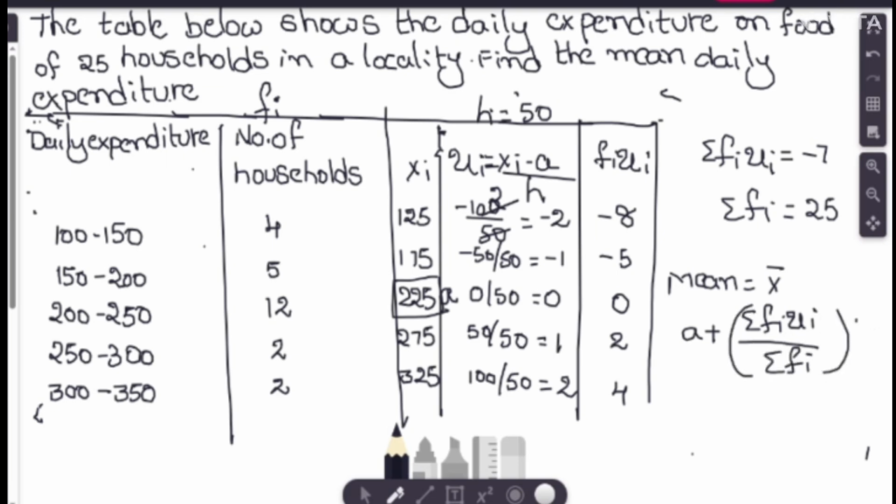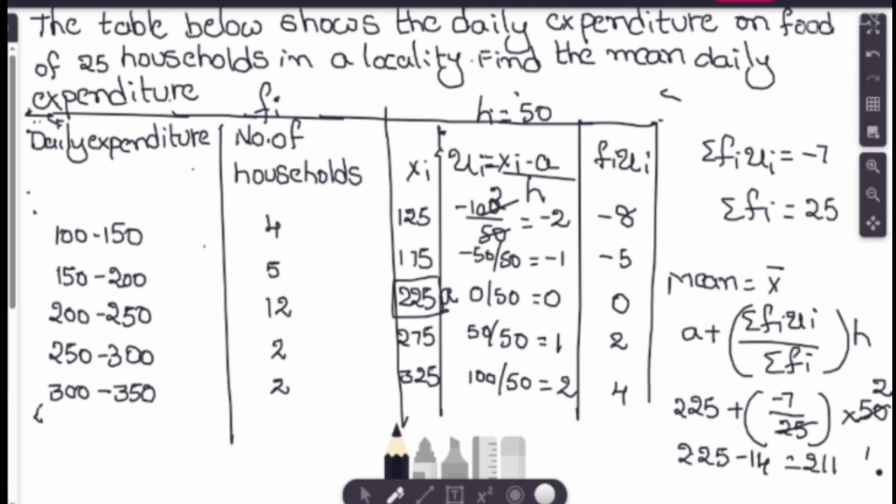We know the class size. Here A value is 225 plus sigma Fi Ui. How much is sigma Fi Ui? Minus 7. Sigma Fi how much? 25. We know the class size. What is the class size? 50. 25 divides 50 two times. Plus into minus, minus 7 twos are 14. So 225 minus 14, 211.